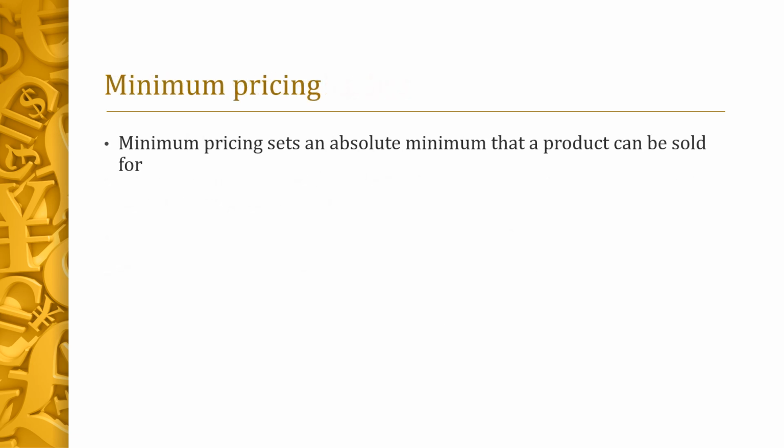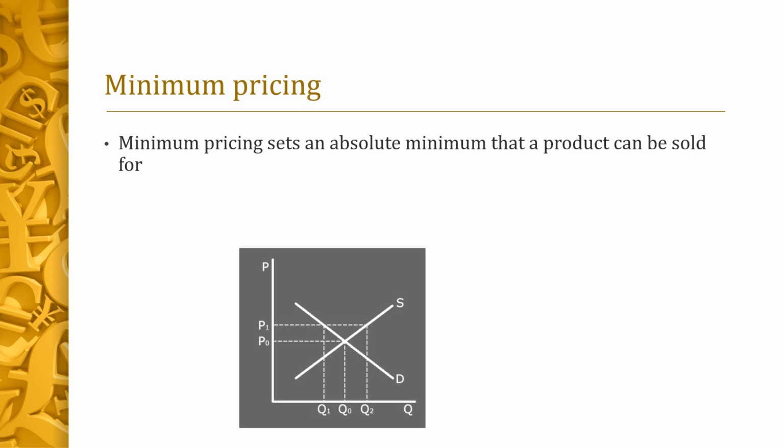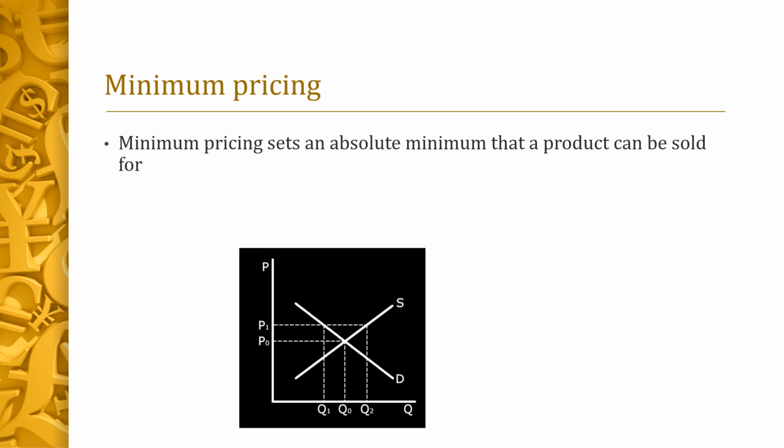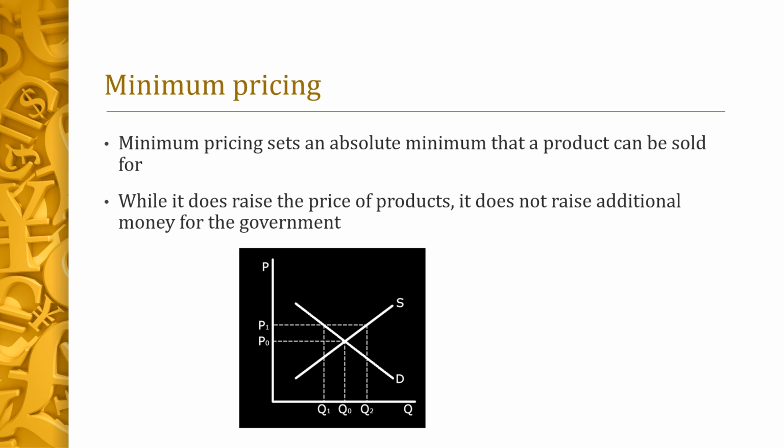Minimum pricing sets an absolute minimum that a product can be sold for. If we set the minimum price below the equilibrium price, there would be no effect. When we set it above the equilibrium price, as we can see in this example below, we can see that demand would fall from Q0 to Q1, and supply would rise from Q0 to Q2, leaving us in a position of oversupply. While minimum pricing does raise the price of products, it does not raise additional money for the government.